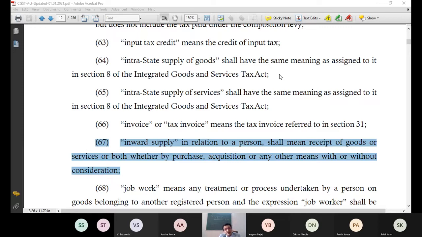Now why has the Act defined these differently? Because there are different provisions which will apply, and it depends which supply is this. Is it an outward supply? Is it a continuous supply, etcetera. So it's necessary to learn these definitions. Now let me show you the definition of continuous supply of goods, section 2, clause 32. What is continuous supply of goods?